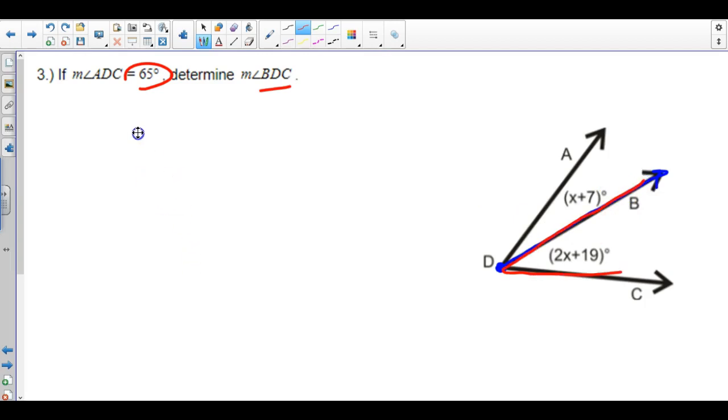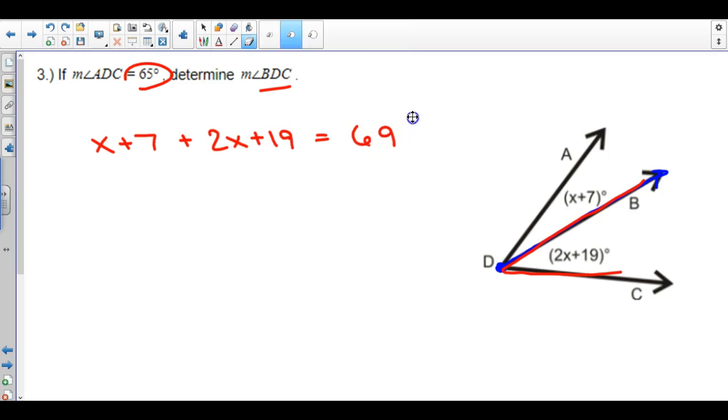So that's what I want to find. Well, again, I said that the two parts are going to add up to the whole angle. So what I'm basically doing, 65, my bad. So what I'm basically doing is just taking the first angle and adding that second angle, and that is going to sum to the 65 degrees.